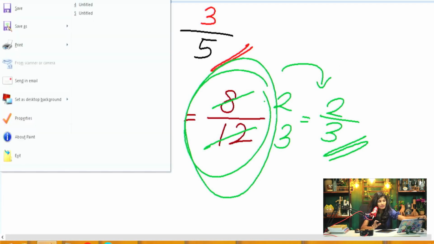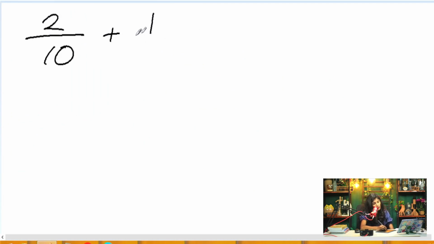Okay. So, let's do a few more examples. My next example is 2 over 10 plus 1 over 5. Now, in the first part, we have the denominator as 10, and in the second part, we have the denominator as 5. Are those the same? No, that is not the same. So we have to make a common denominator by multiplying. Can 10 be multiplied by any number to get 5? No, we can't do that.